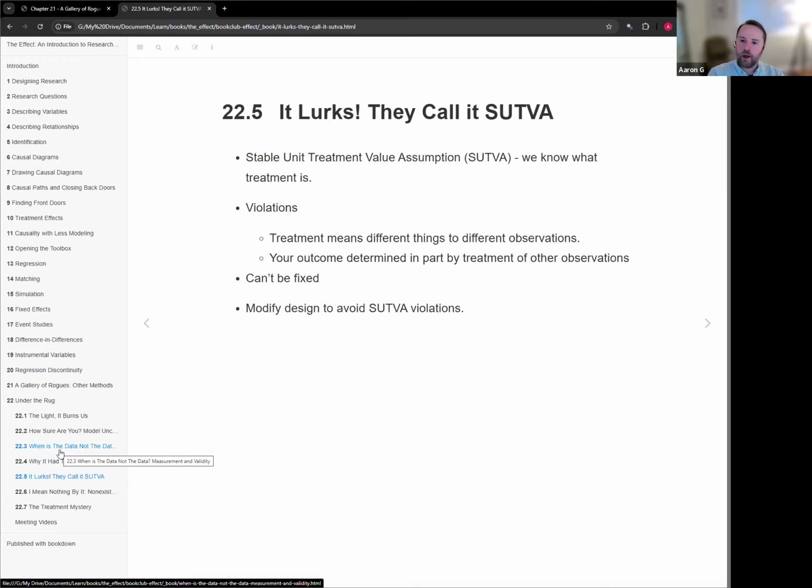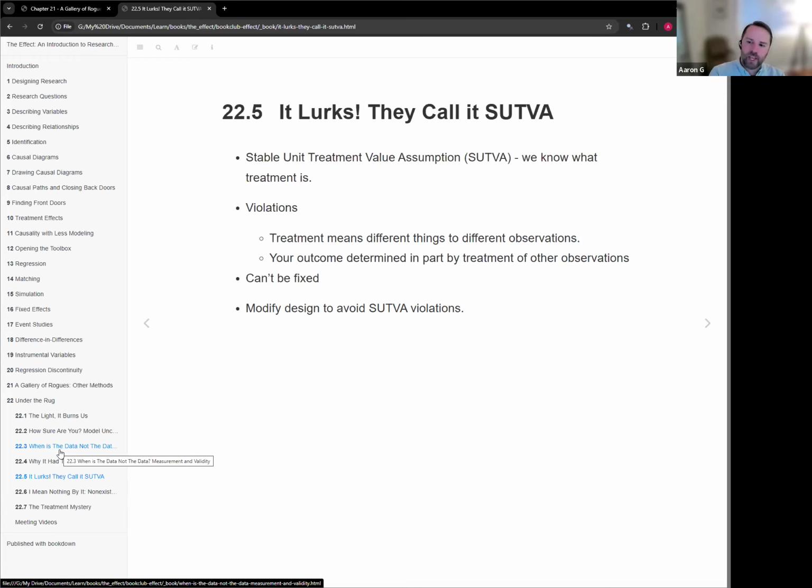And so a violation of SUTVA would be when your treatment is different across observations. The example given in the book would be employees that are given diversity training. One treatment could be watching a 5-minute VHS cassette on how to be respectful, and appreciate and embrace diversity. Whereas another treatment could be a full week of in-person training with a live instructor. Those are vastly different treatments, and so you wouldn't want to treat them as the same.